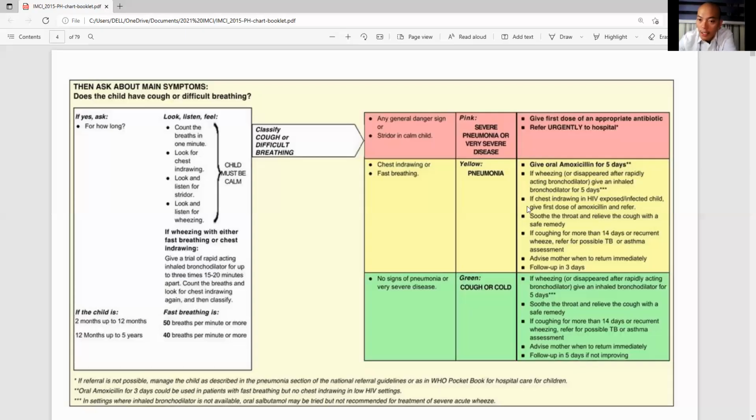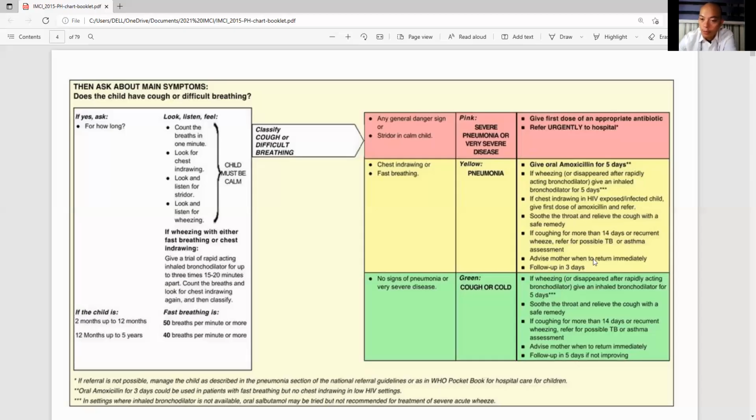If wheezing disappears, give inhaled bronchodilator. If chest indrawing in HIV, I will skip that. Soothe the throat and relieve the cough with safe remedy. How do you soothe the cough at home or the throat at home? Warm water. Okay, gargle with light vinegar and a pinch of salt sa glass. Okay, it will soothe the throat. Calamansi, for example. If coughing for more than 14 days and recurrent wheezes, they refer for possible TB or asthma assessment. Advise mother when to return immediately. We will see later, and then follow up in 3 days.